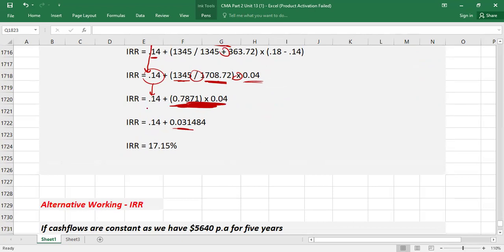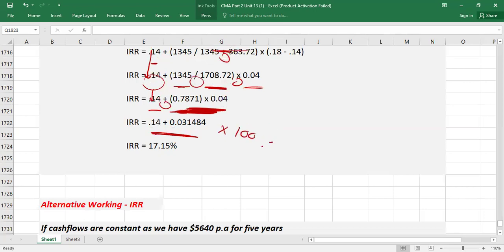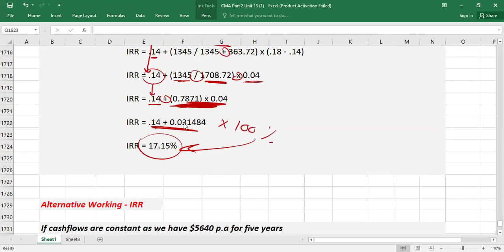Once we multiply these two values, you will get 0.031484. And you will add here plus 0.14. Okay. So once you add these two values, you will get something. Then you will multiply with the 100 to get the answer into percentage. And once you get the answer into percentage, so your IRR is how much? 17.15%.